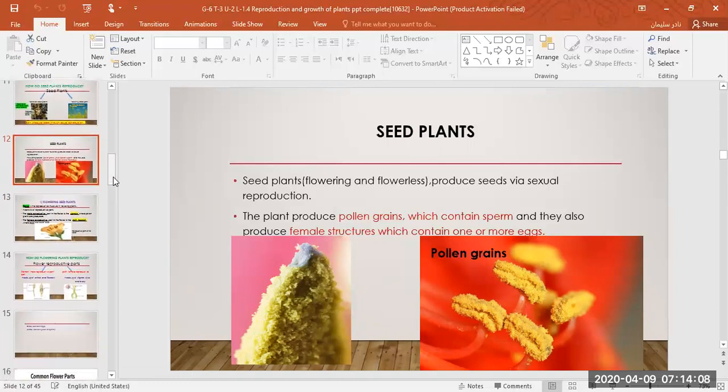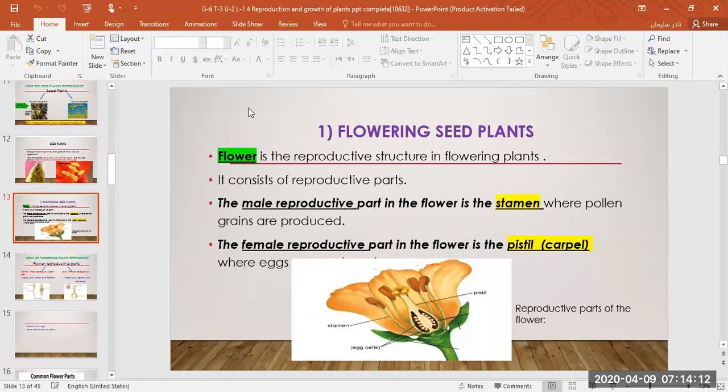Now, if we speak more about flowering seed plants. Flowering seed plants are the plants that reproduce sexually by formation of seeds inside the flower. So the flower is the reproductive structure in the flowering plants. Okay, and as we said, it consists of reproductive parts, a male reproductive part and a female reproductive part.